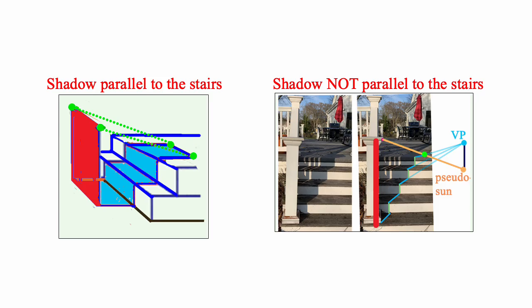The simplest shadow on stairs is to have a rectangle that aligns with the stairs, because then you have horizontal lines on the treads and vertical lines on the risers. But most of the time that doesn't happen.